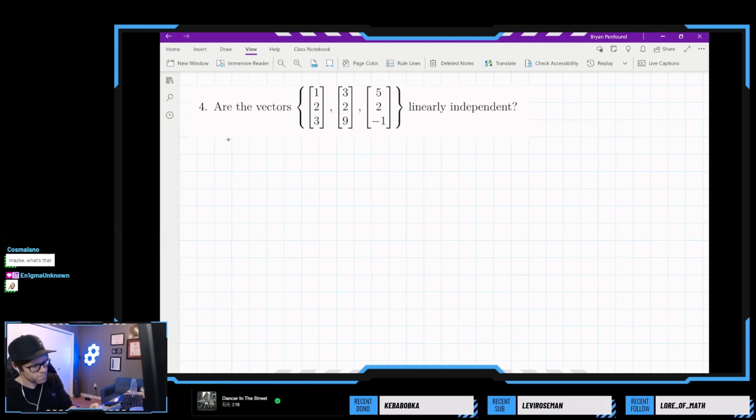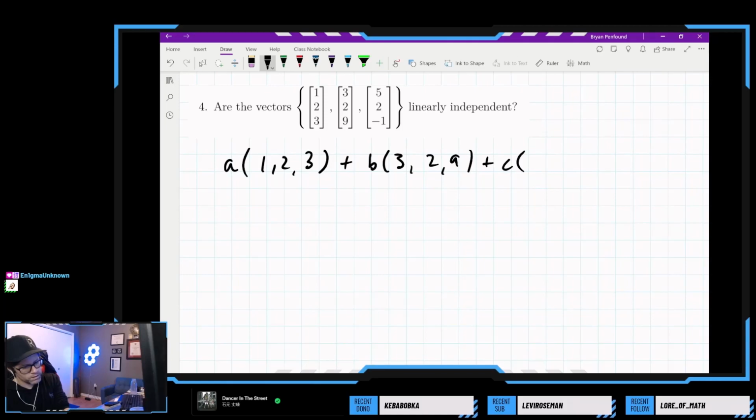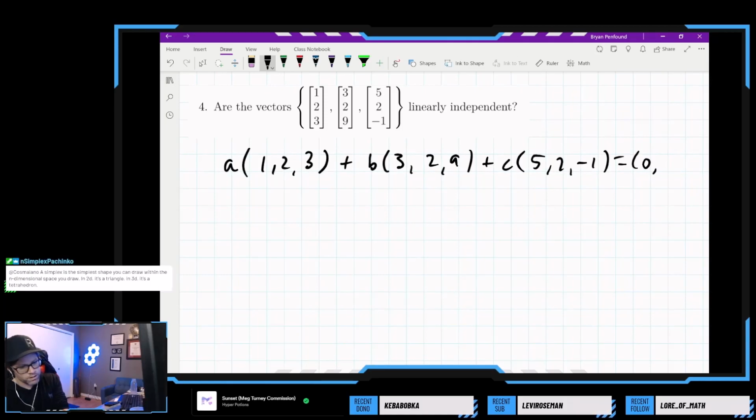If we take A, let's actually go to black here. It's Black History Month, right? Let's do this proper. So A times (1, 3, 2), plus B times (3, 9), plus C times (5, negative 1), and we set that equal to the 0 vector.